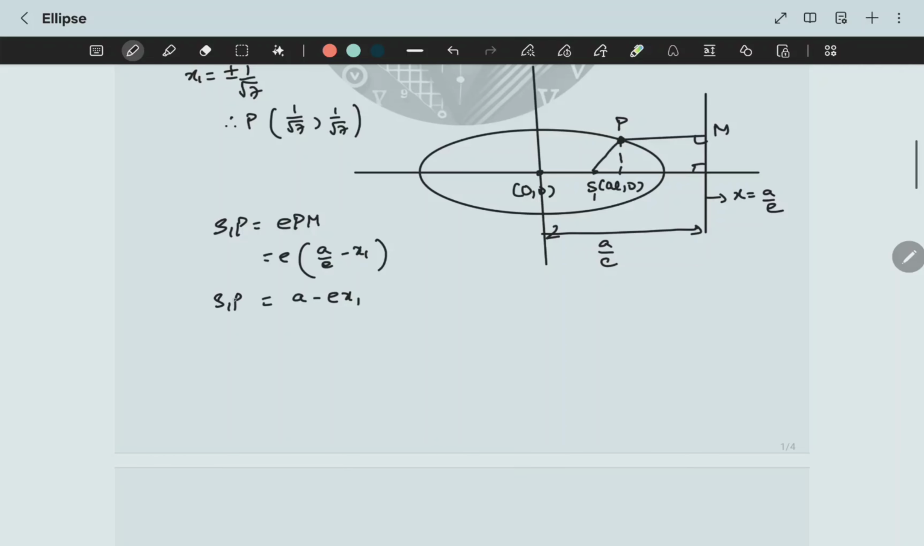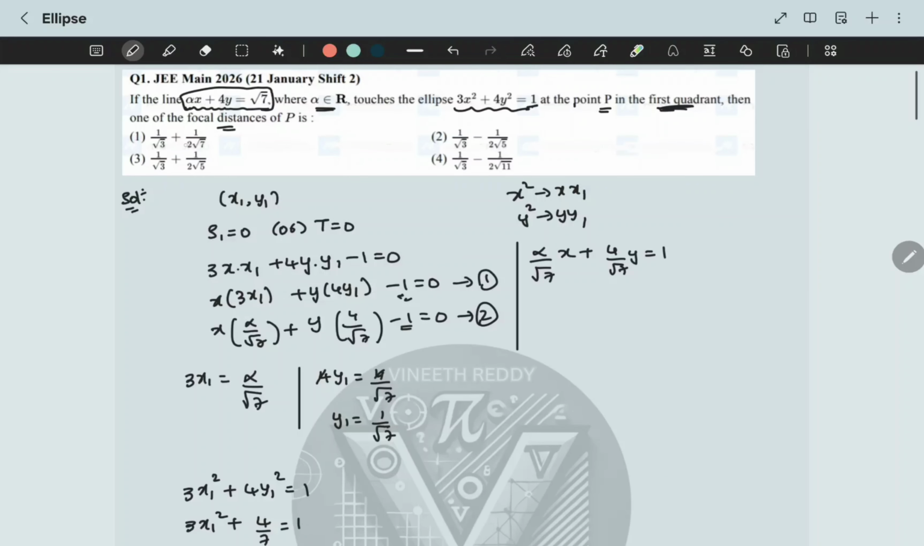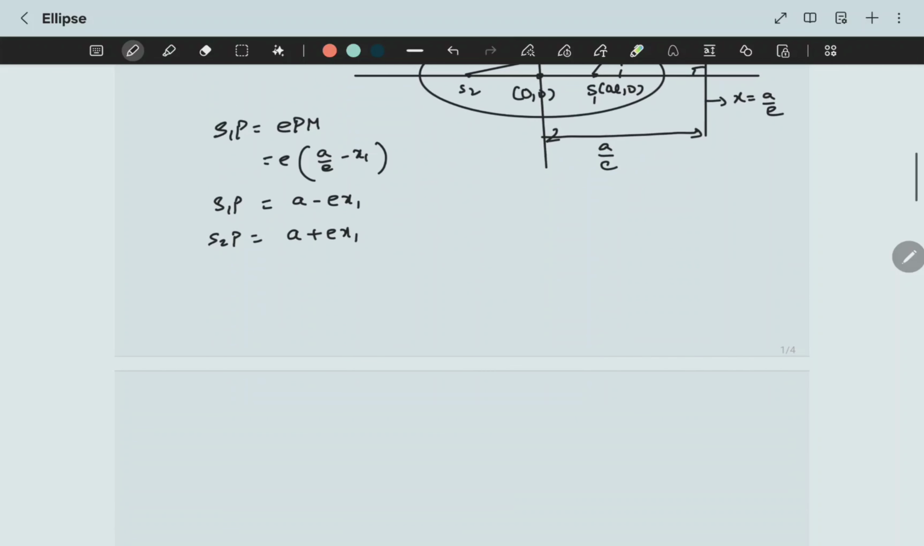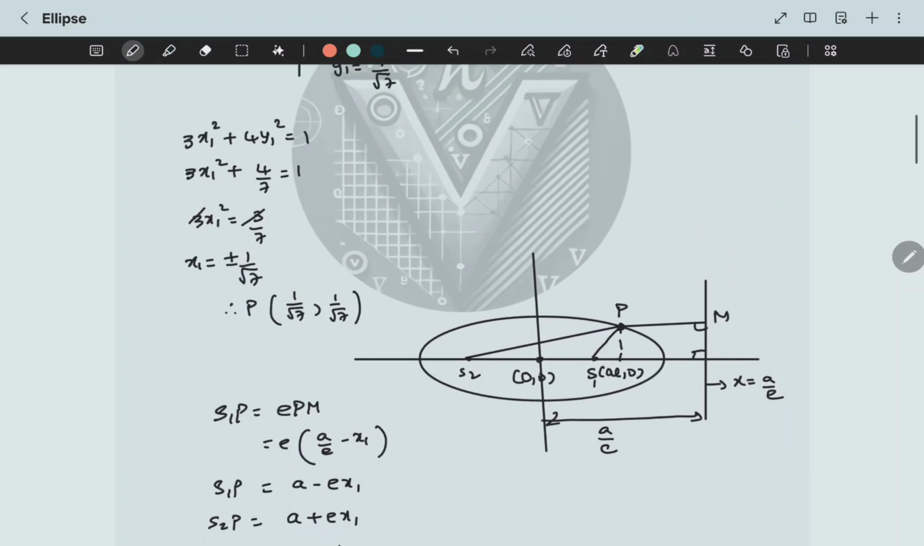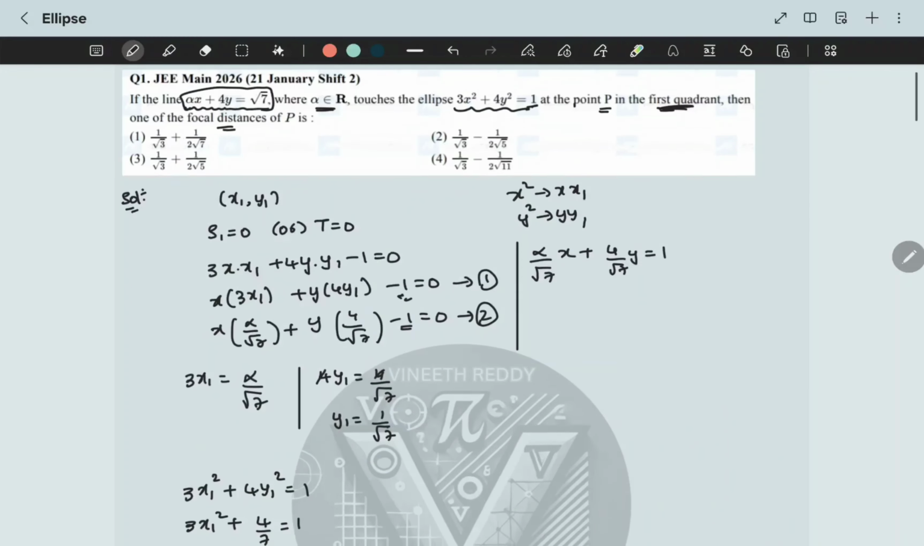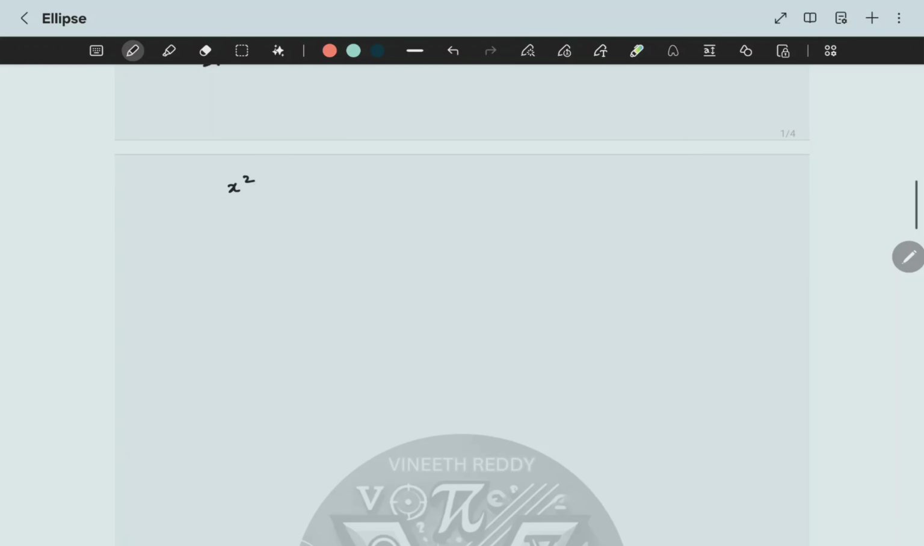Similarly, if I try to find S2P, S2P will be a plus e x1. Here there is plus and minus both, so we'll write SP in general as a plus or minus e x1. We have to find the eccentricity. So the given equation is x square by 1 by 3 plus y square divided by 1 by 4 equals to 1.